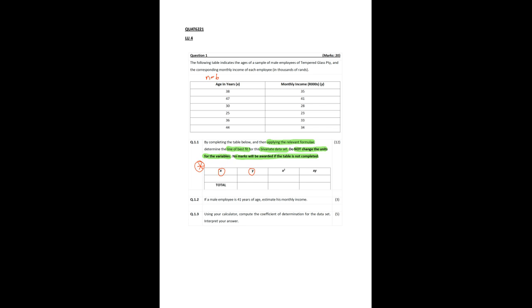So basically, you're just rewriting all of those here under the X column, and all of these here under the Y column, and then you add on two additional columns. So this is where your work actually starts. You have X squared in the next column, and then you have XY. So let's look at how to draw up this table.